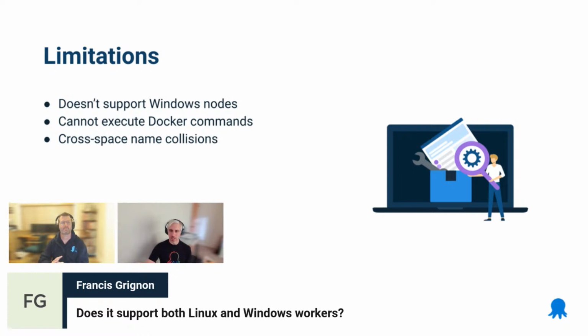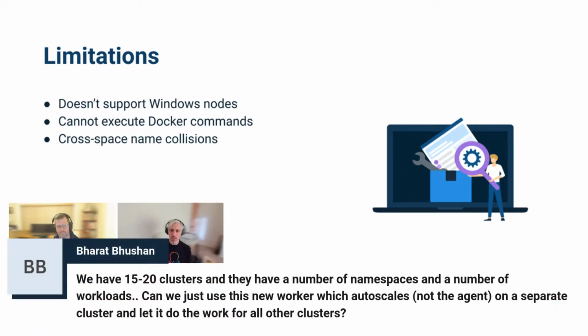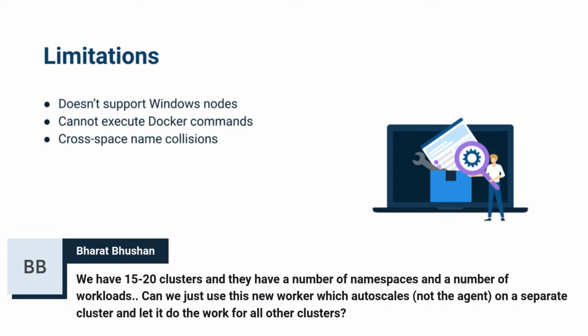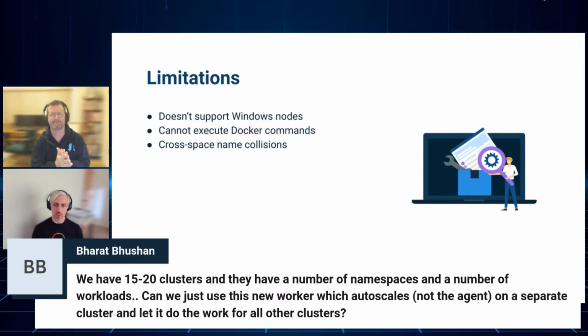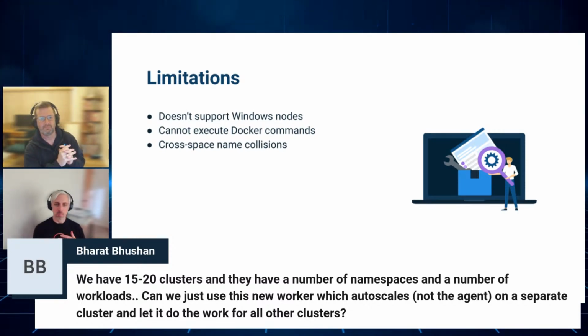And while we're here, before we go into the slides, the presentation, maybe you can answer another question. So this one was about the use case for the worker. We have 15 to 20 clusters, and we have a number of namespaces, a number of workloads. Can we just use this worker, which autoscales, on a separate cluster? So yes, that was a use case. You absolutely can do that. That was the idea. If you don't want to run something on your end cluster, your destination cluster, there are like both pros and cons.